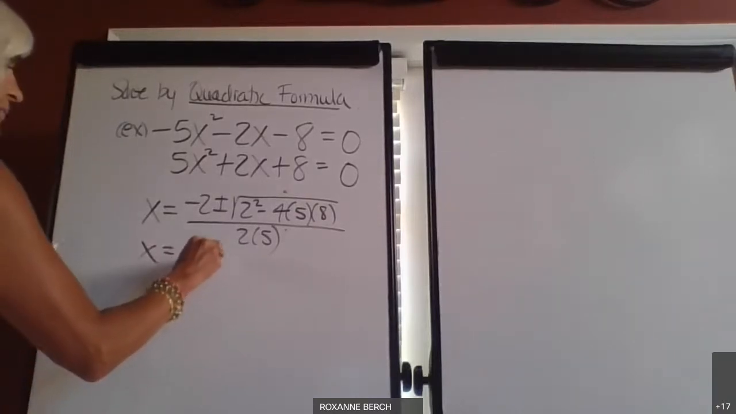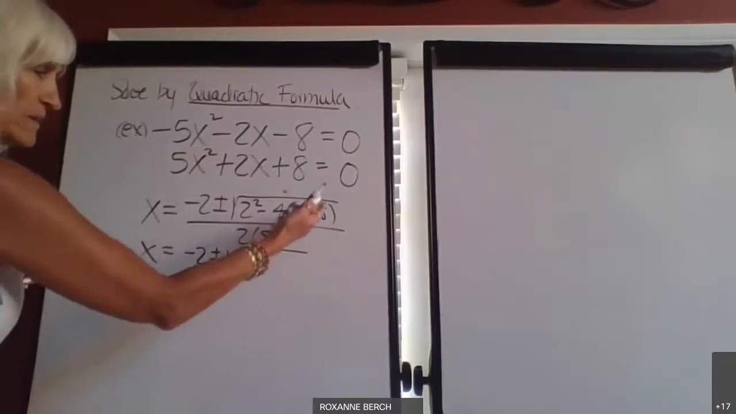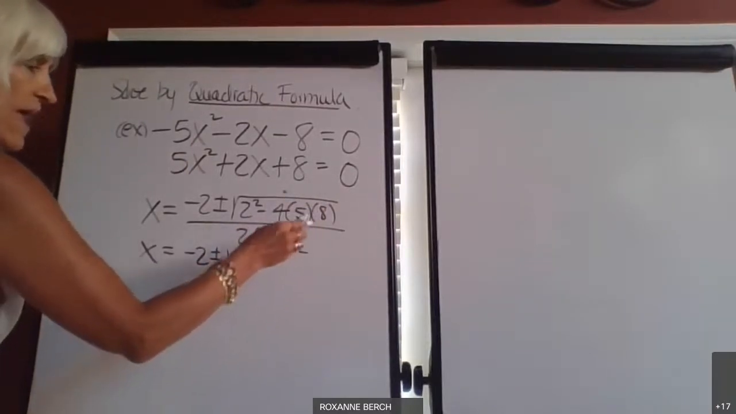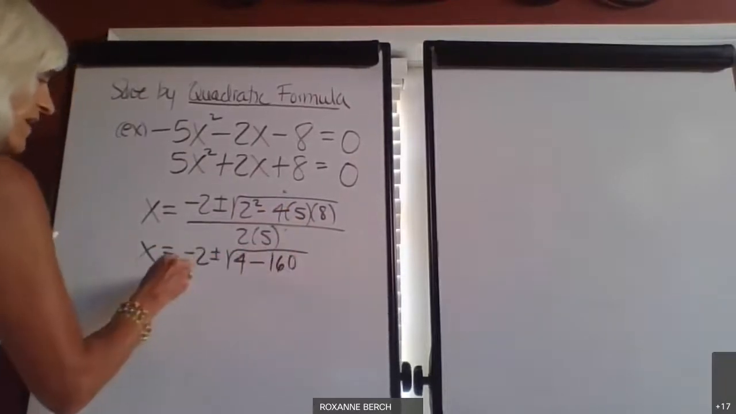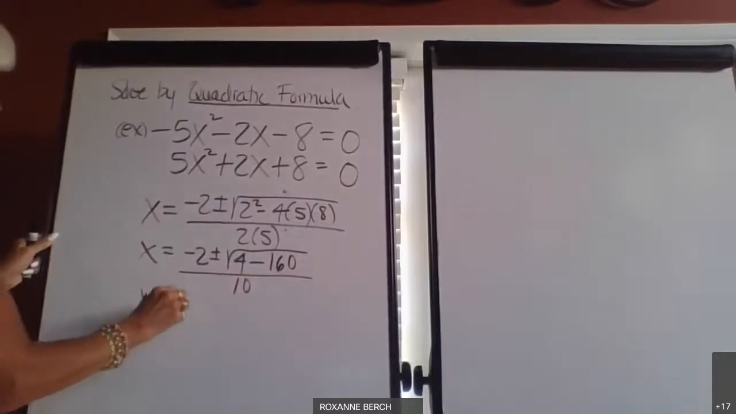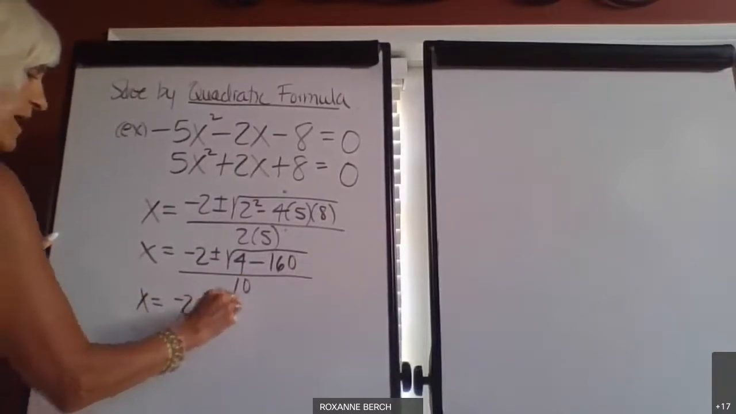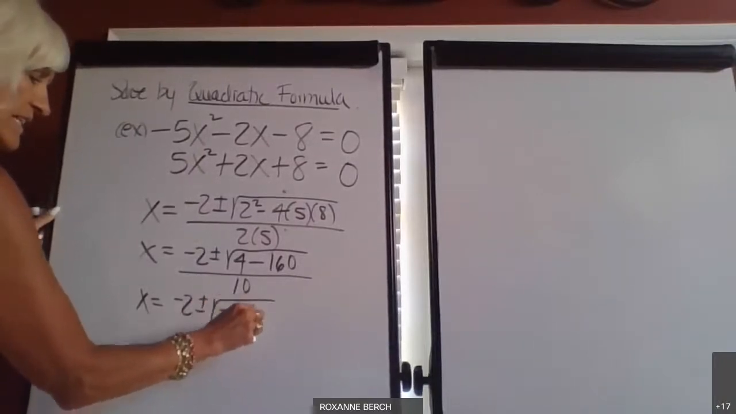So this is -2 plus or minus the square root of 4, and a negative times a positive is a negative, and that's 20 times 8 is 160. It's imaginary. So this would be -2 plus or minus the square root of, isn't that -156?